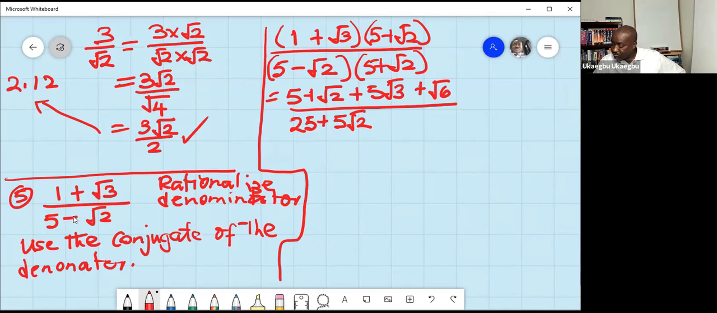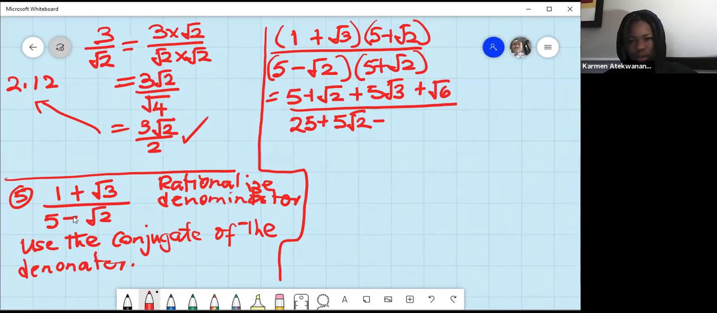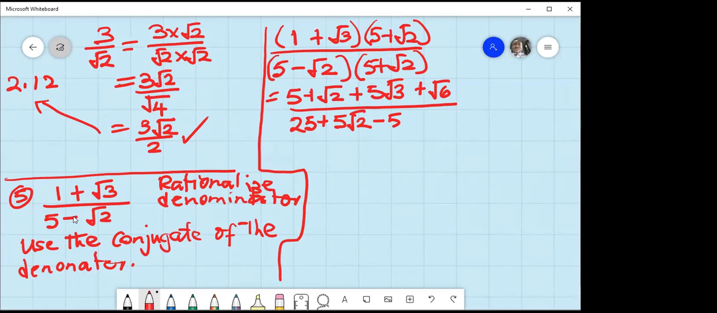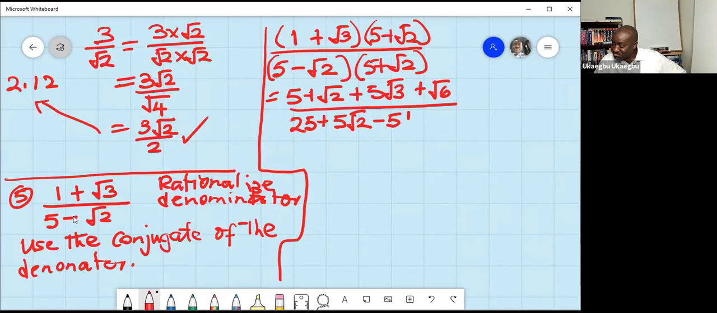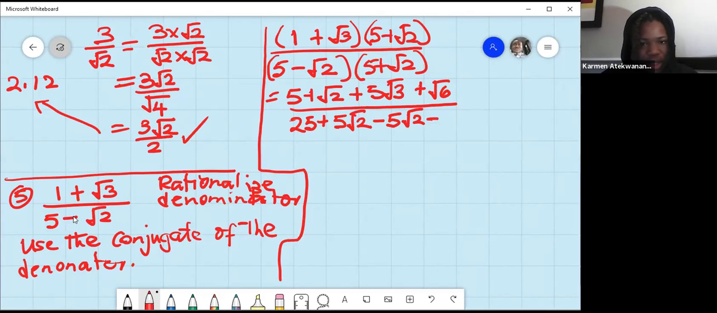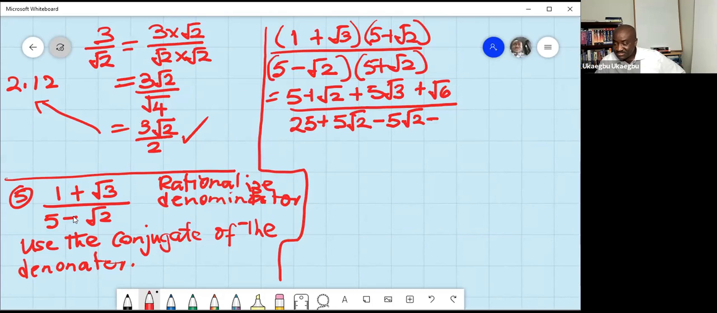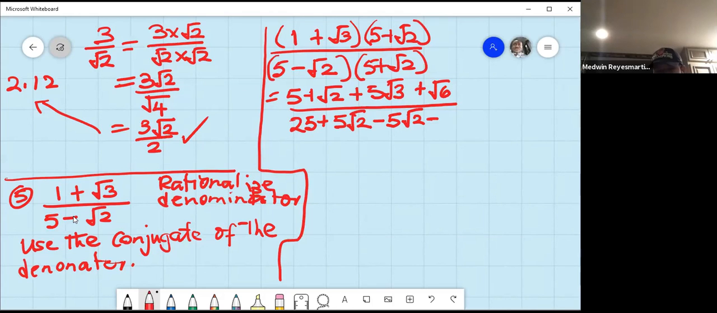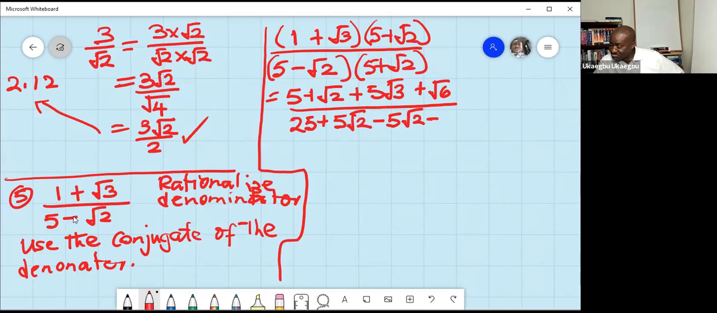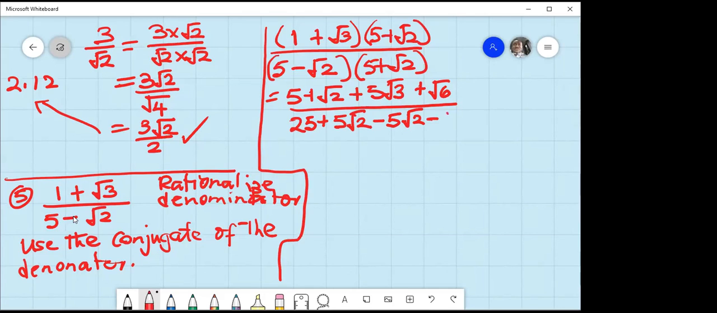Then we continue. Negative square root of 2 times 5 is negative 5 root 2. And then how about negative times positive is what? Negative. Thank you. Then square root of 2 times square root of 2 is root 4. And what is root 4? 2. Thank you. So it's 2.